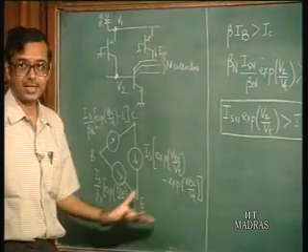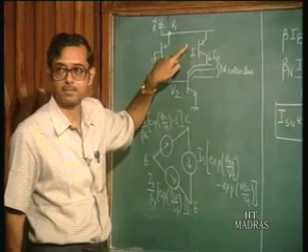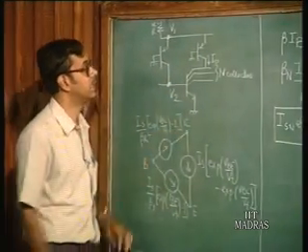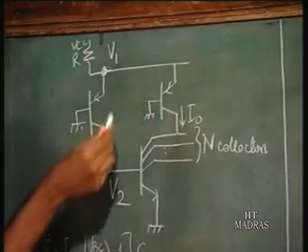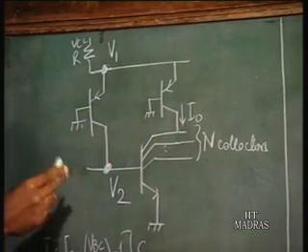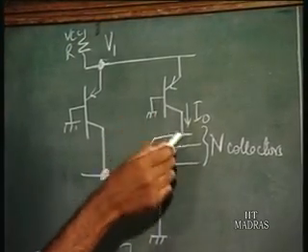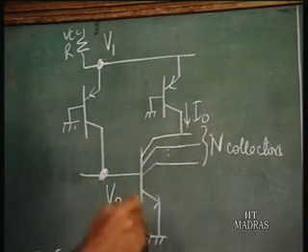Now, what is I naught? I naught is the current for this PNP transistor. Now, for the PNP transistor, you see that the base-emitter voltage is going to be around 0.7 volts, of that order, whereas the base-collector voltage, this transistor is in saturation.